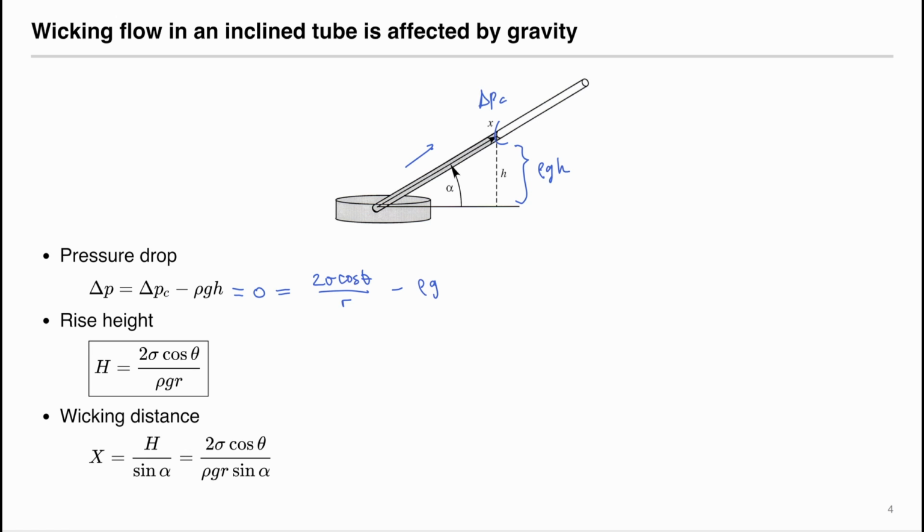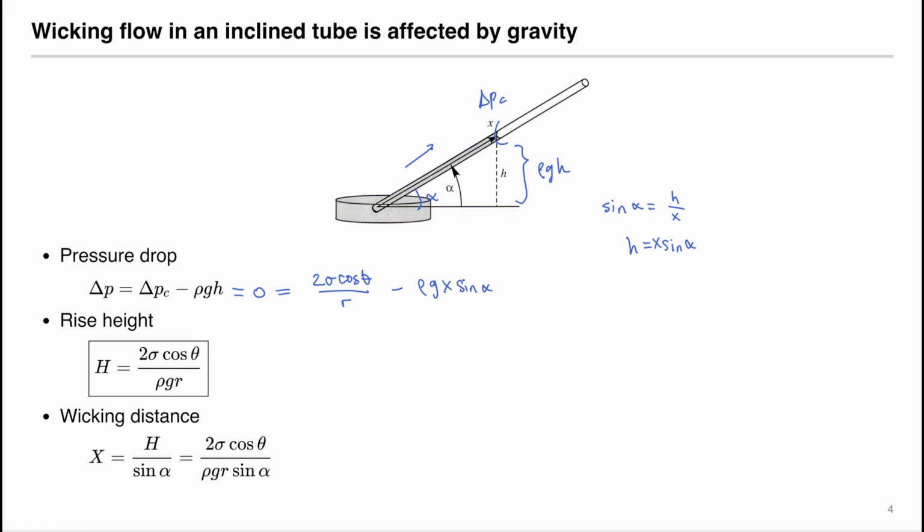Because here we have a triangle, here is alpha, we have sine of alpha equals h divided by x, so therefore h equals sine of alpha multiplied by x. So we have rho gx times sine of alpha. And through this, we can solve for x or h in order to determine the rise height and the wicking distance.